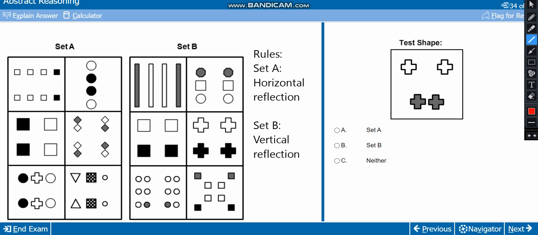And in this question, we draw straight down, we see that we have a vertical line of reflection, that's being mapped to that, that's being mapped to that, and therefore this shape belongs to set B, as it follows set B's rules.